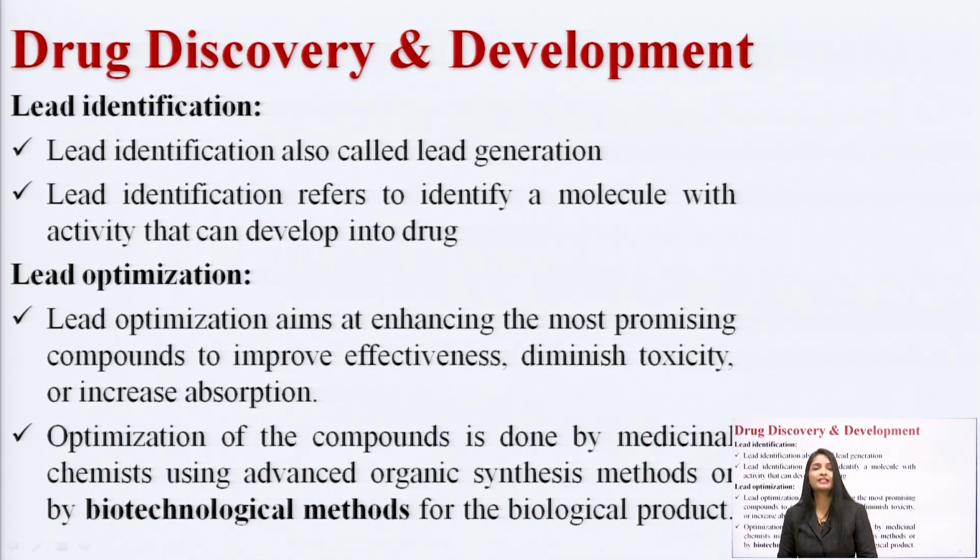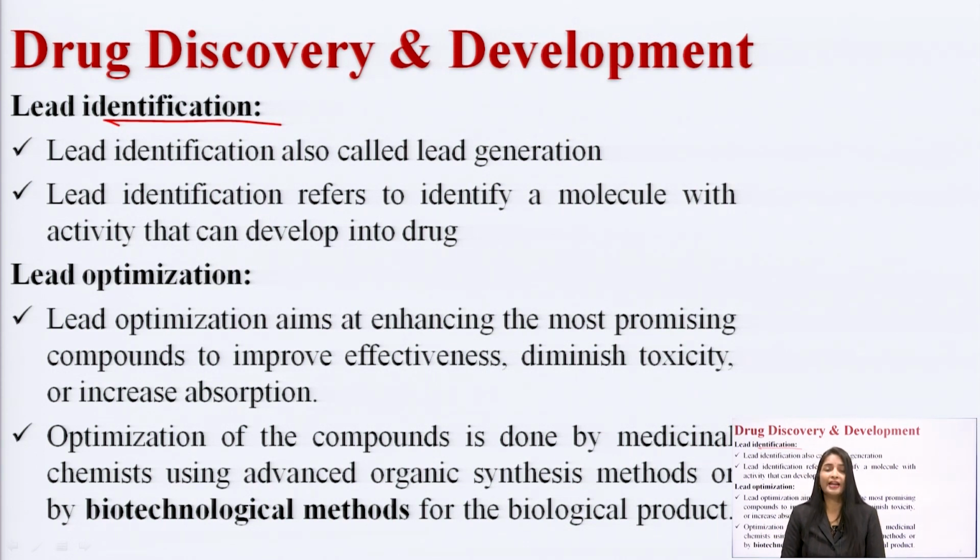The name itself indicates lead identification, you are going to identify something. What is an identifier? You are identifying. Lead identification refers to identifying the molecule which has the activity which you can develop into a drug. First you have to identify that a particular molecule has the particular activity, and then you develop that molecule into a drug.